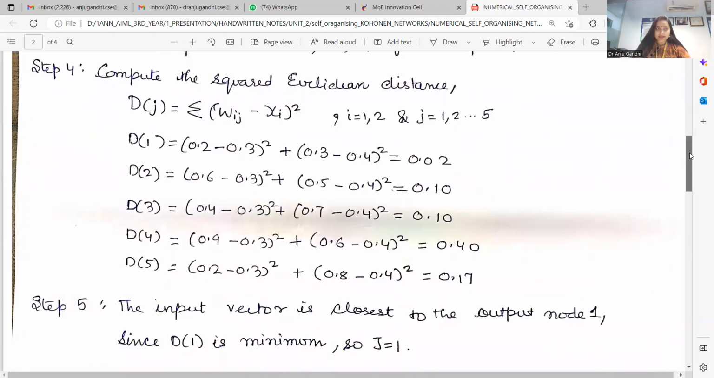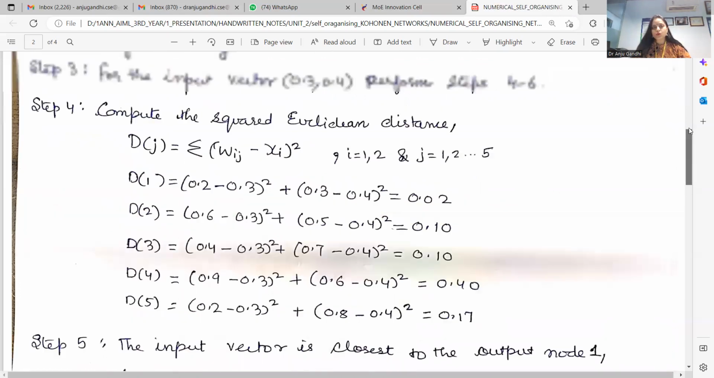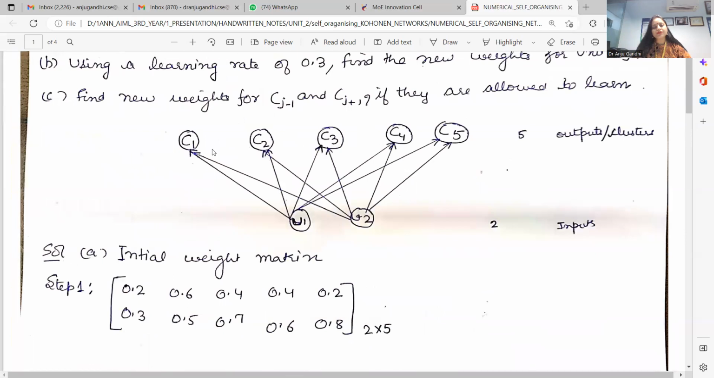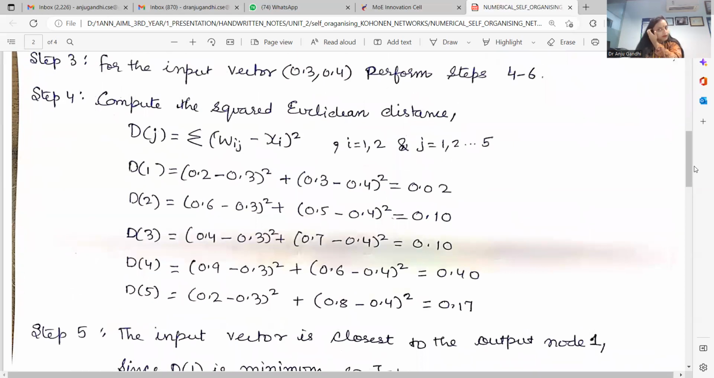So for the Euclidean distance, this is the formula: dj is equal to the summation of (wij minus xi) whole squared. So what is dj here? dj here is d1, d2, d3, d4, d5, because we have 5 clusters, as it is shown in the figure. We have here 5 clusters or 5 outputs, right? So we need to find out d1, d2, d3, d4, d5, right? With respect to all the clusters that we have with us.